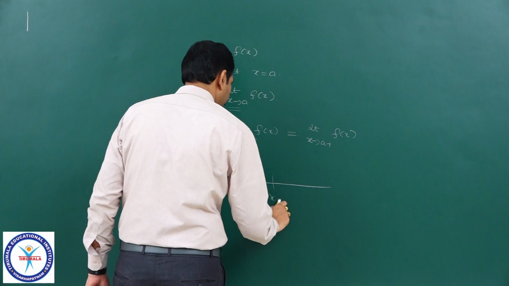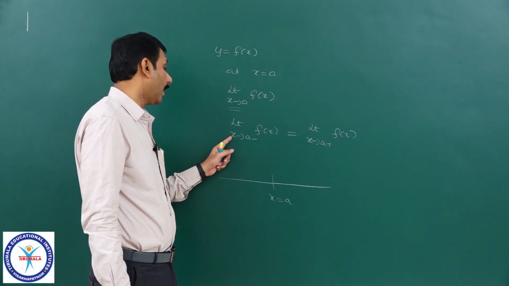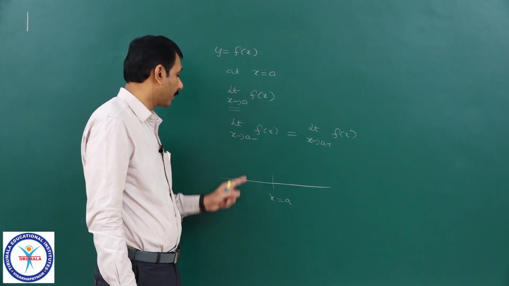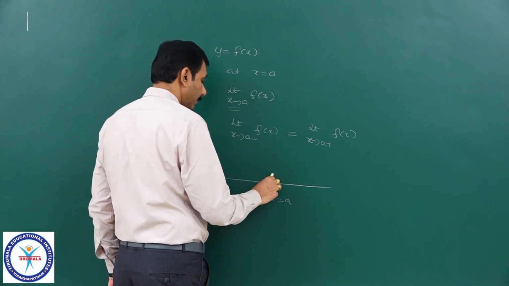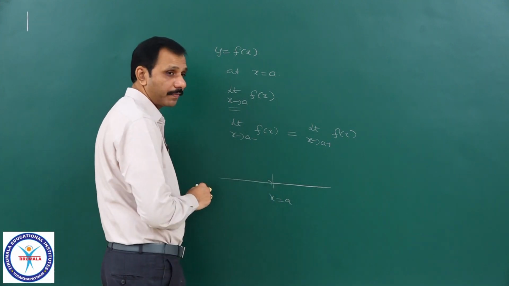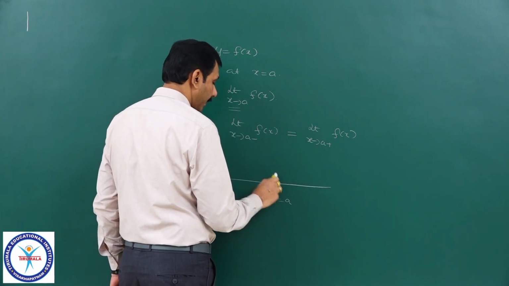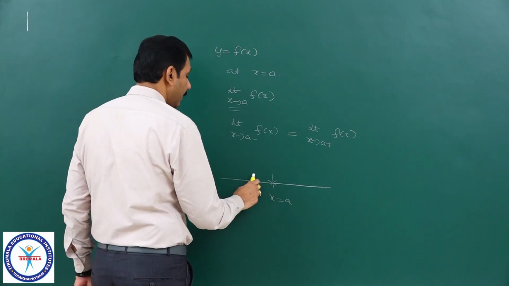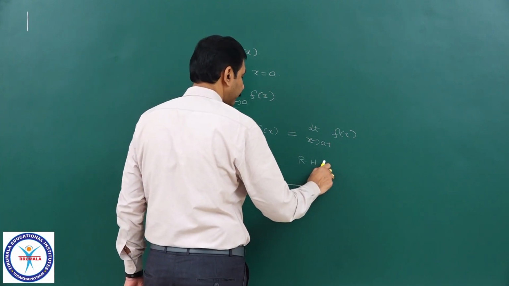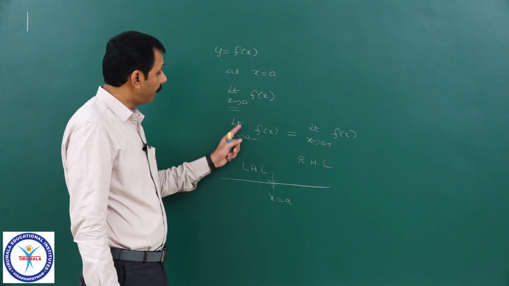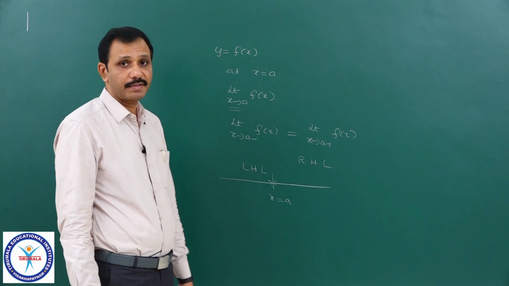Suppose I take x tends to a minus, it means x approaches the value a from the left hand side, and x tends to a plus means approaching a from the right hand side. This is called the left hand limit and this is called the right hand limit. Whenever the left hand limit is equal to the right hand limit, we can say the limit of that function exists.